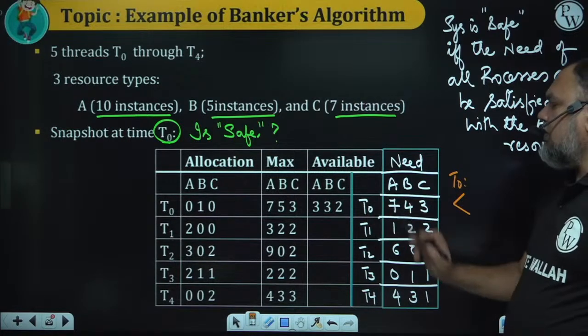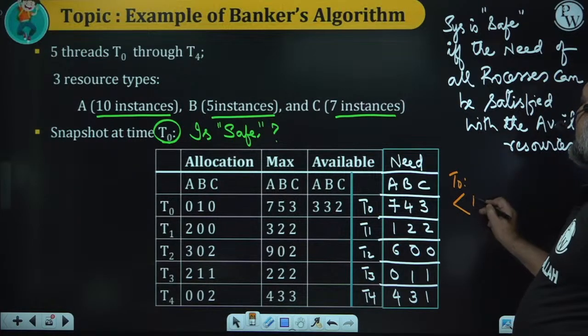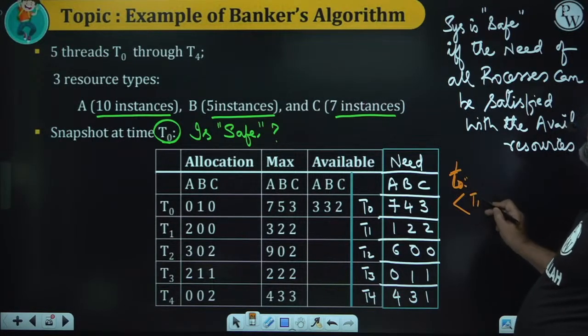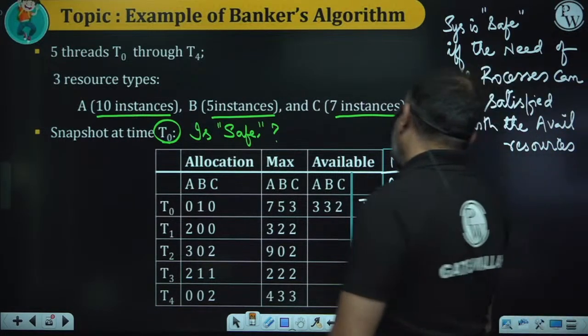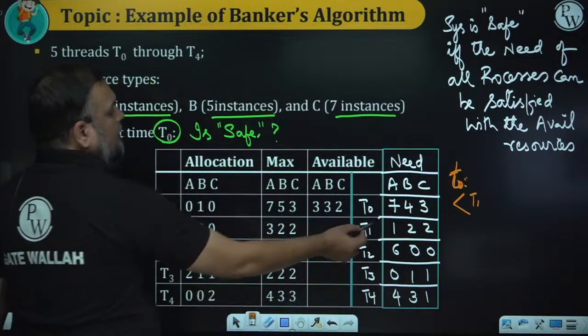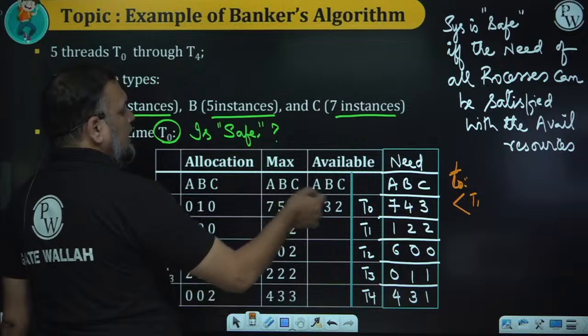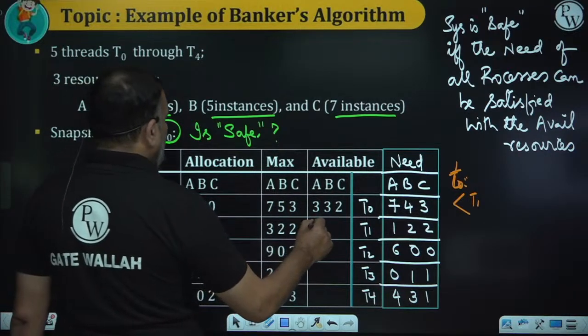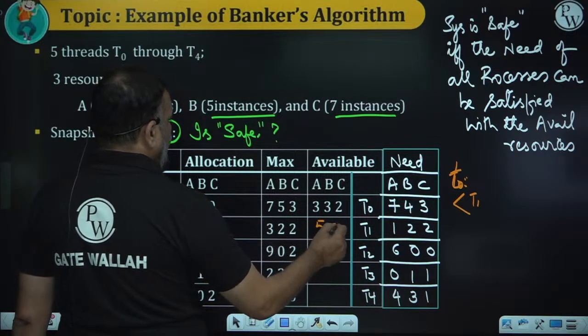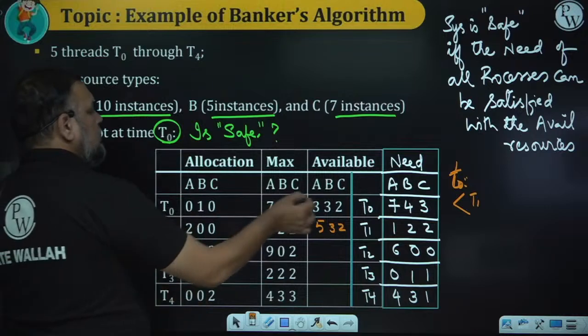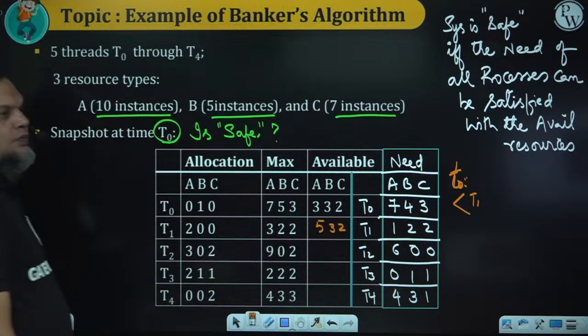122, can I satisfy from 332? I can satisfy the need of T1. So at time T0, T1. So after completing T1, what is going to happen? I will give away 122 from 332 and then T1 will complete with 322 and then I will release the resources back. So my new available will become 532. 200 is added to 332, it becomes 532.